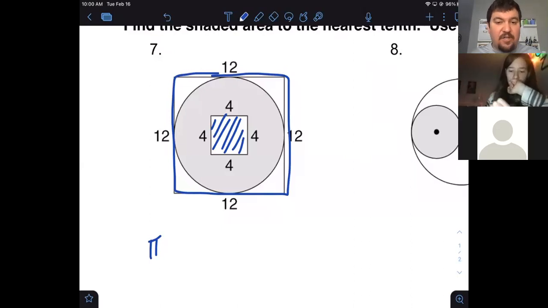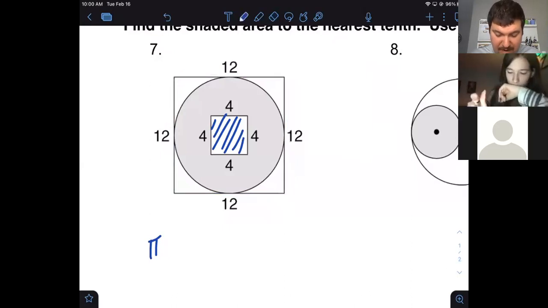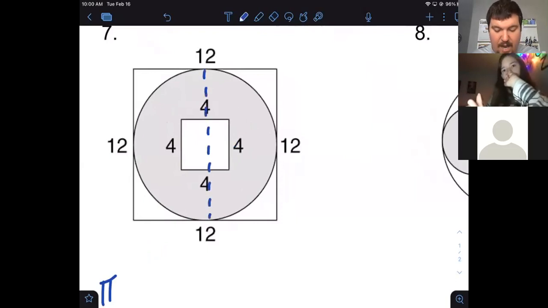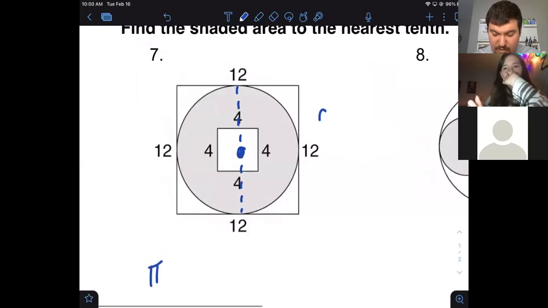The side length of each of those squares is 12. That means if I were to draw a line right through the middle of my circle, that dotted line that I'm drawing is going to be 12. That dotted line represents the diameter of my circle because it goes all the way through. So if my diameter is 12, what would that make my radius?